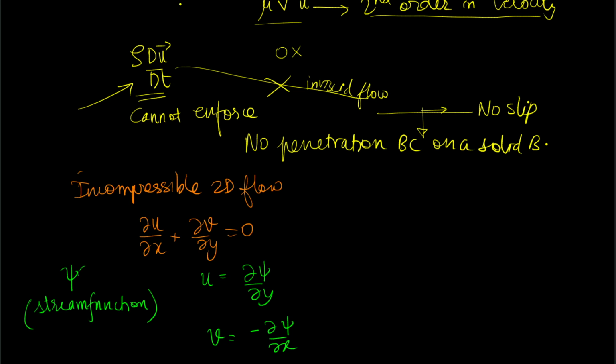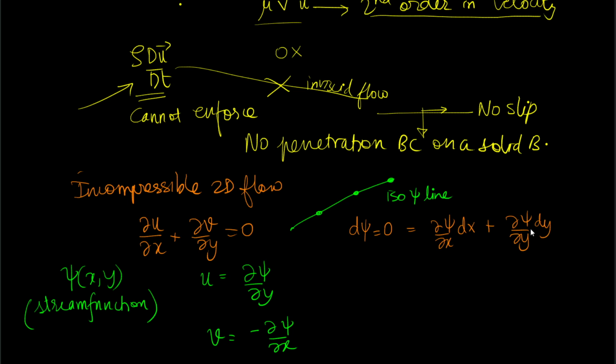So psi is a function of x and y. Now, if this is true, let us write down what happens when we reside on an iso-psi line, on a line which is having a constant value of psi. So d psi on that particular line will be equal to 0, and d psi by definition is del psi del x dx plus del psi del y dy, and del psi del x is minus v and del psi del y is plus u, and this is equal to 0.